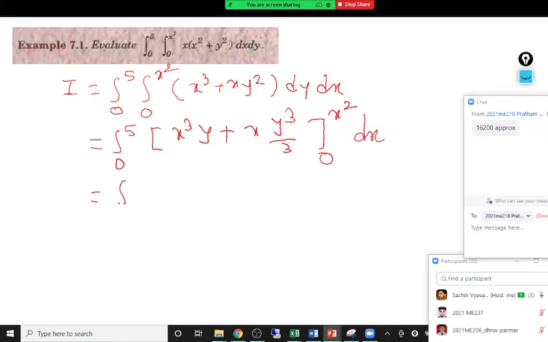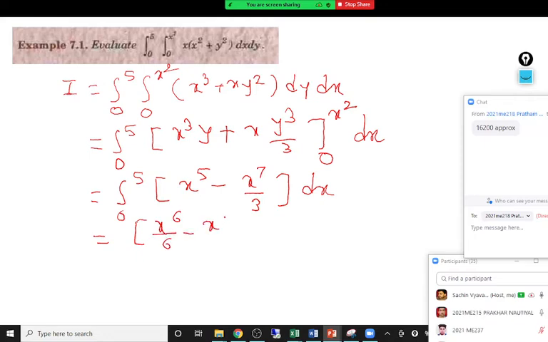Now this 0 to 5 as it is, put the upper limit, this is x raised to 5 minus x raised to 7 by 3. Here we use some rules of indices: when the base is the same, we add the powers. Whenever x raised to m, raised to n, is there, it is x raised to mn. Now the last step is left. This integration with x is x raised to 6 by 6 plus, sorry, my mistake, x raised to 8 by 3, not 3, it is 24. And the limits are 0 to 5.